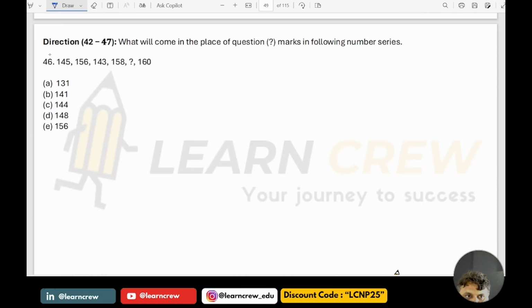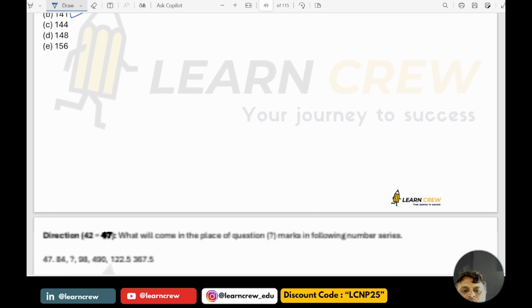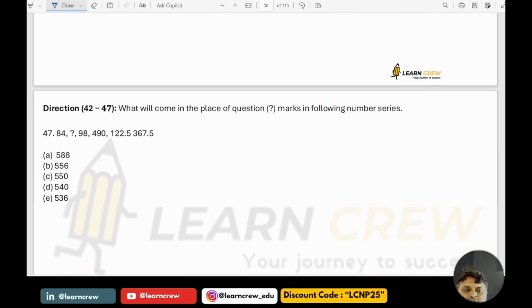Next, 145, 145, 143, 141. So alternately decreasing by 2. So 141 is the answer. Alternately decreasing by 2: 156, 158, 160. Alternately increasing by 2. Alternate minus 2, alternate plus 2.